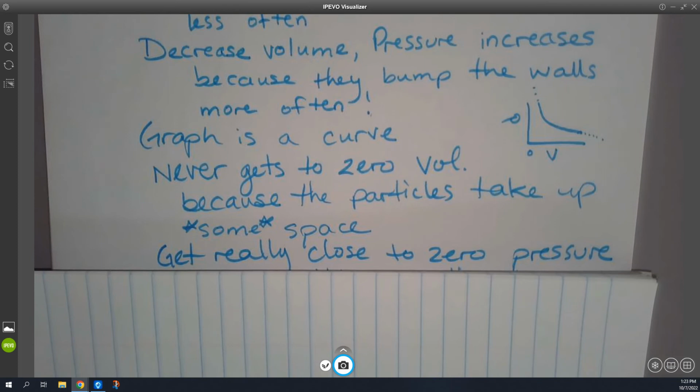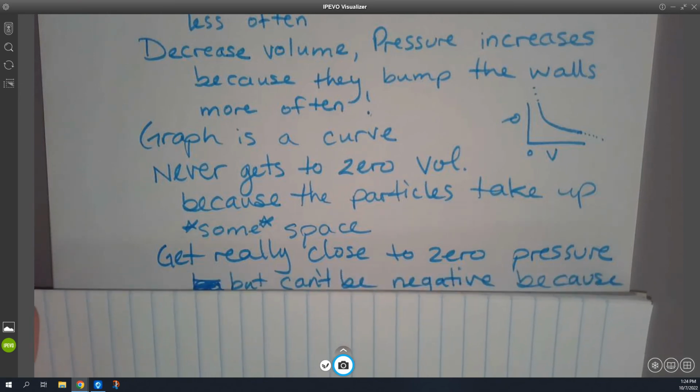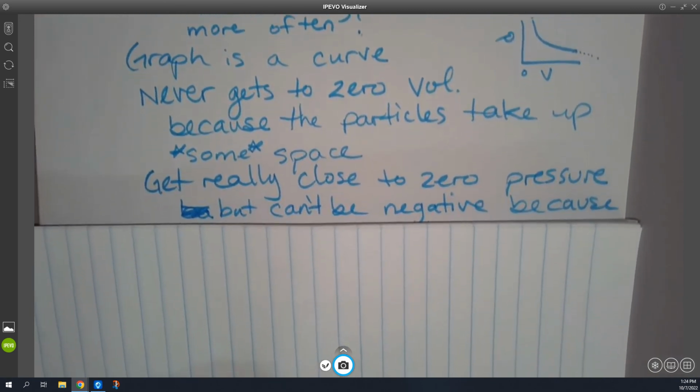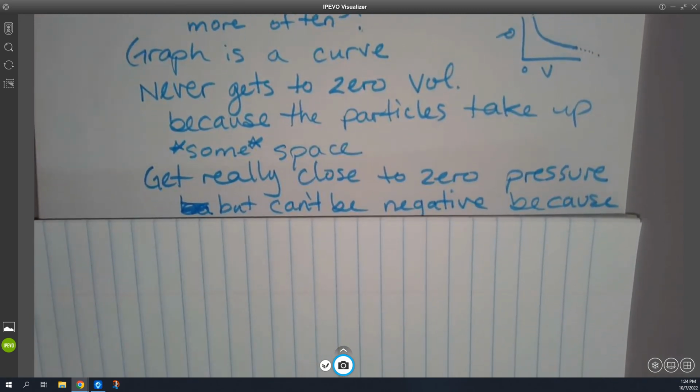All right, and then what about, you can get really close to zero pressure, and then we had a whole discussion about this line in another class, but we're not going to deal with that anymore. The important thing is you can't get down to negative pressure. We did talk about that. Why can't you get down to negative pressure?